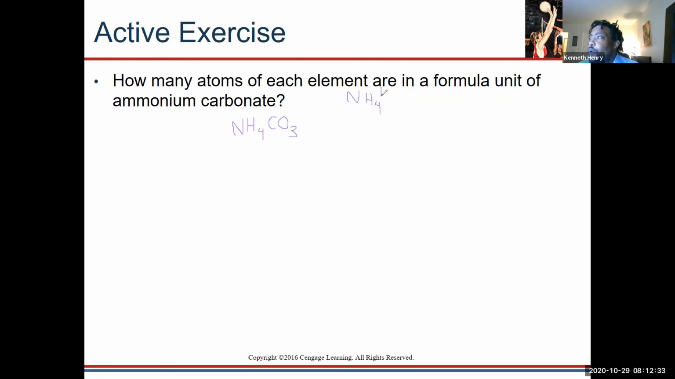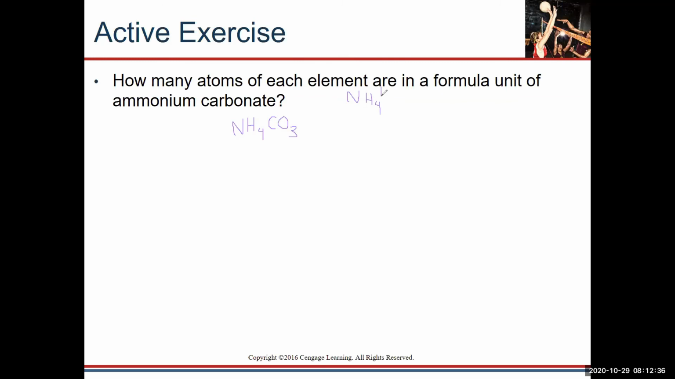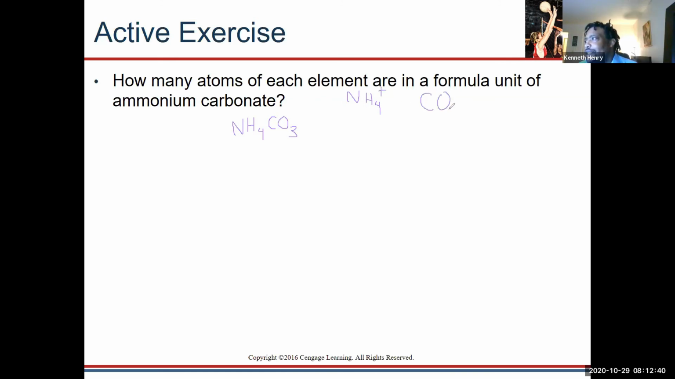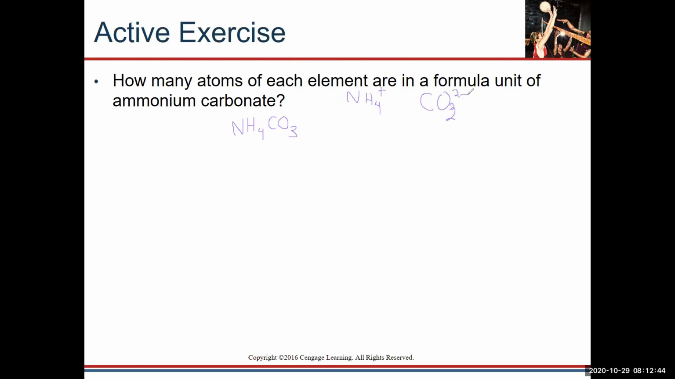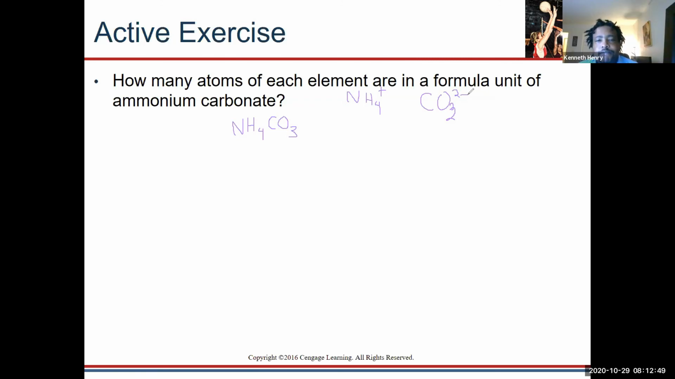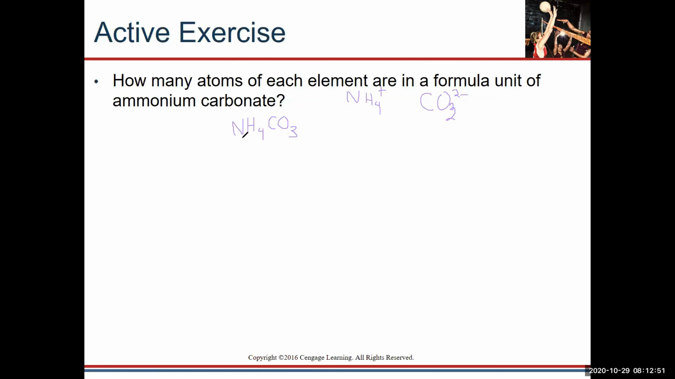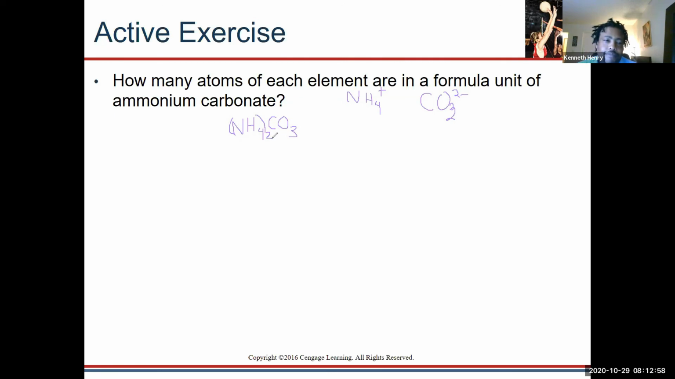What is the charge on ammonium? It's a plus charge, Dr. Henry. Okay, and carbonate? 2 minus. Is it balanced? Nope. Okay, what do I need to do to balance it? We would need 2 of the ammoniums. So NH4, parentheses 2? Yes, sir. Okay, perfect. So we have a nice balanced chemical formula.